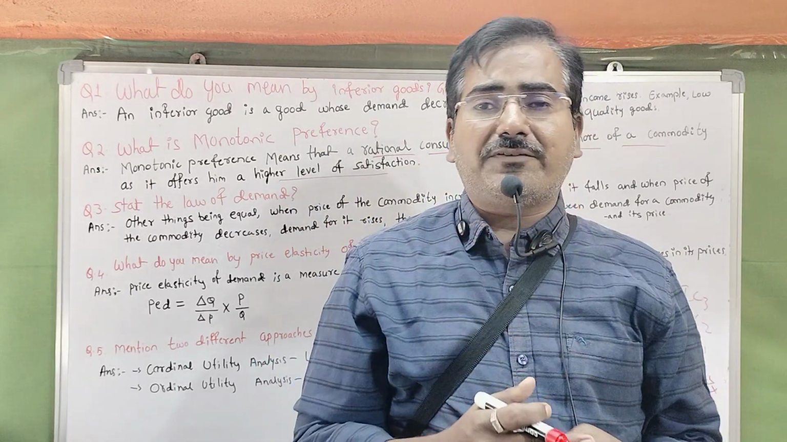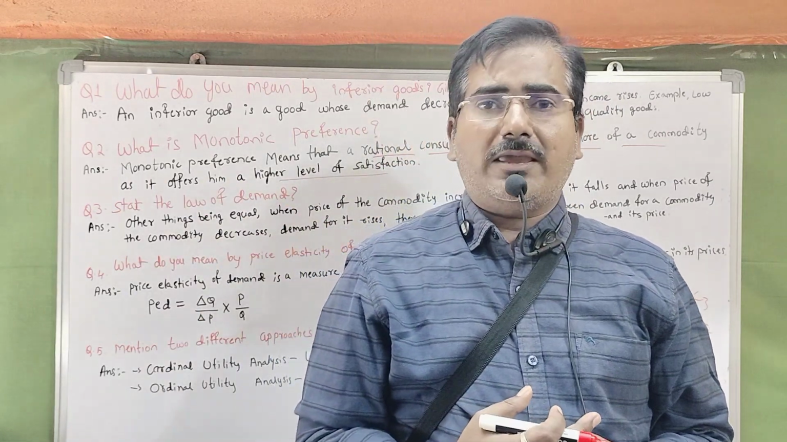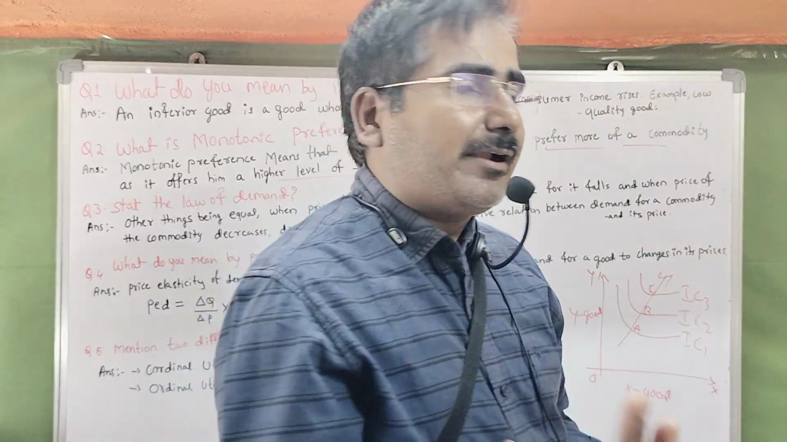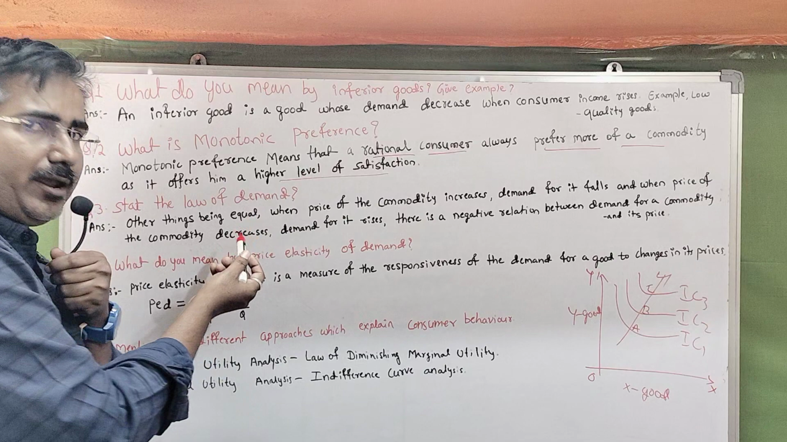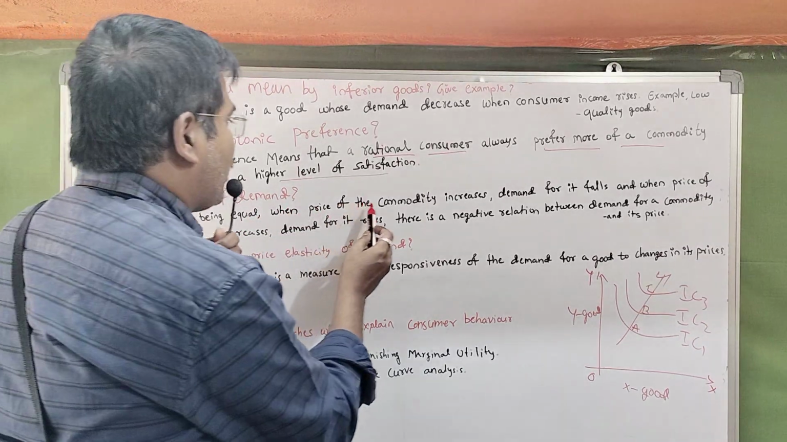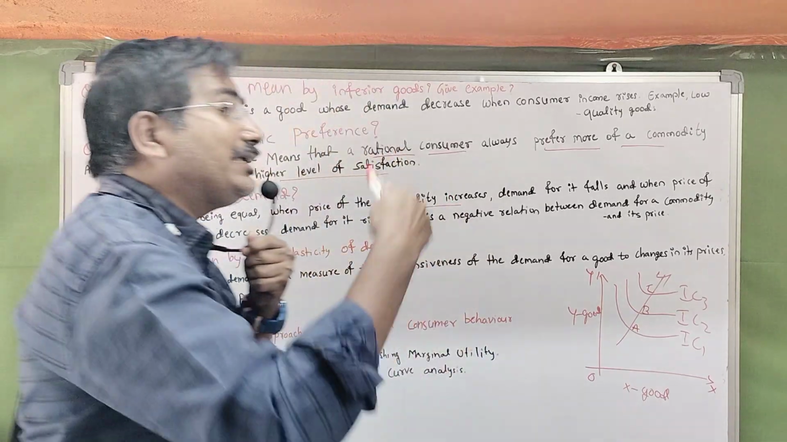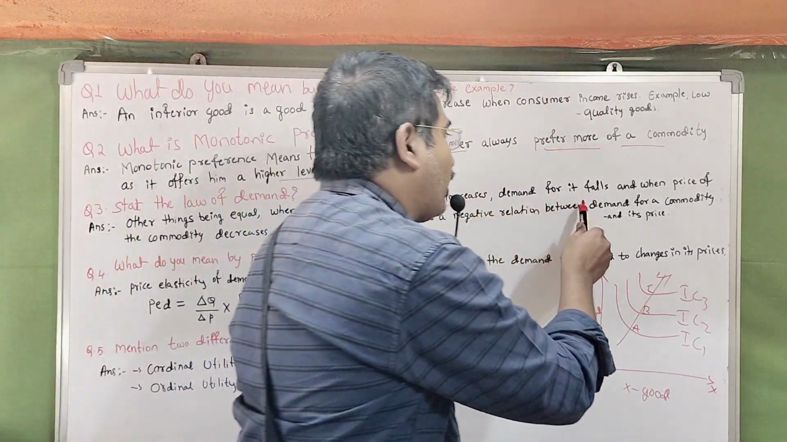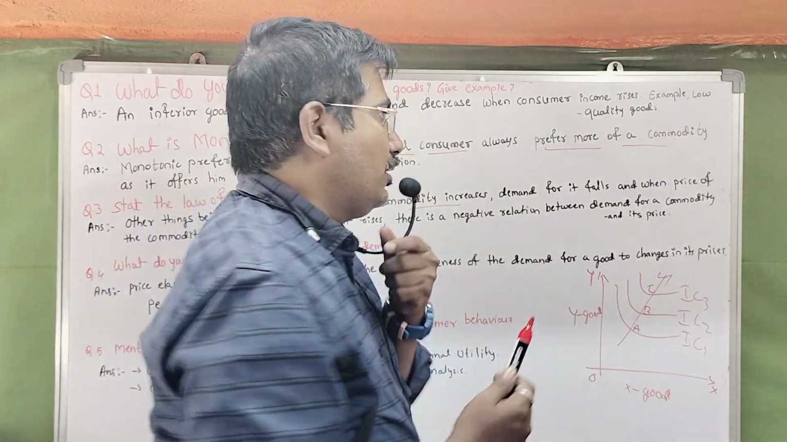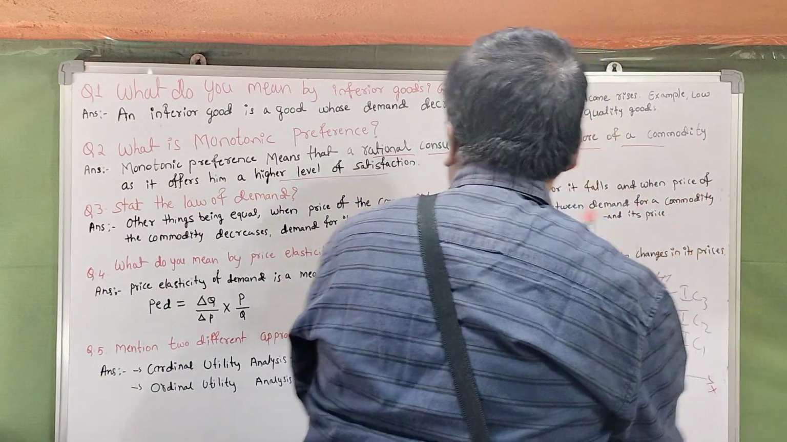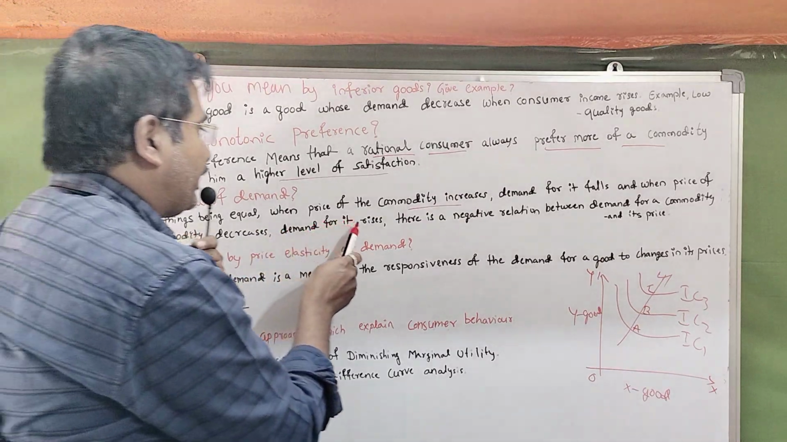Then we start with the explanation of the law, the law of demand. So what is the law? Other things being equal, or constant, when the price of the commodity increases, demand for it falls. And when the price of the commodity decreases, demand for it rises.